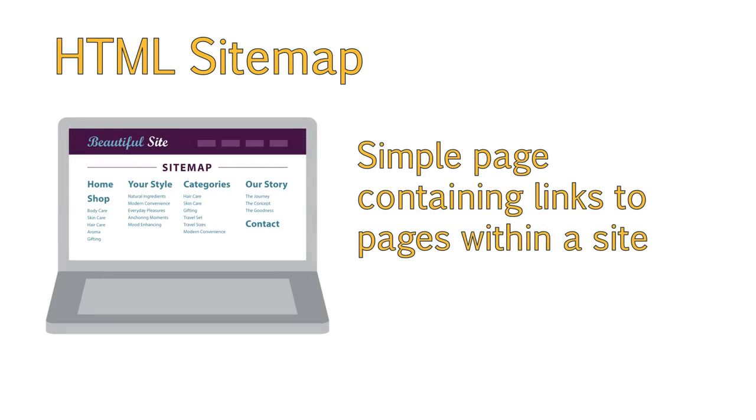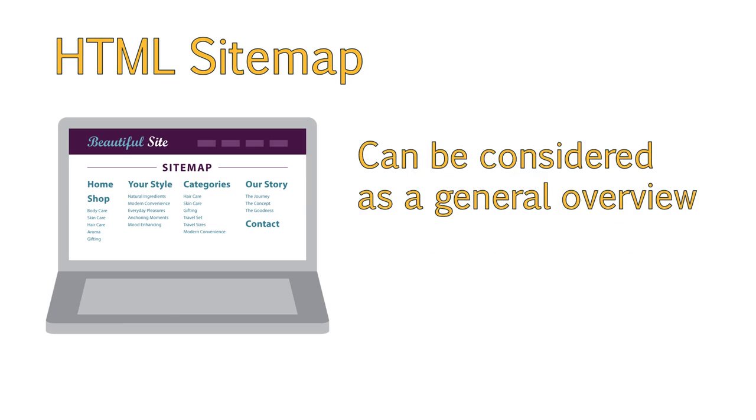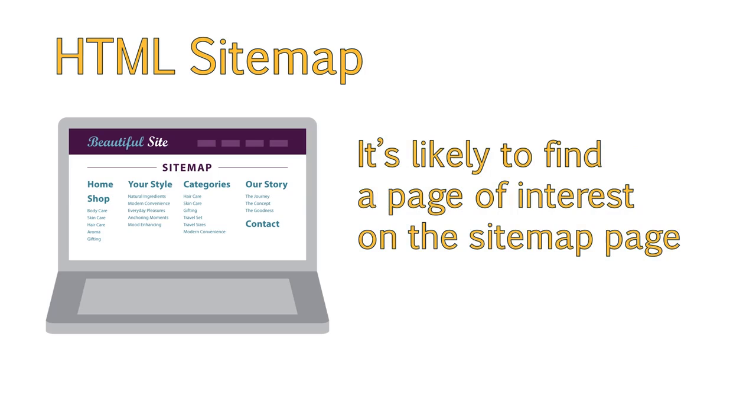An HTML sitemap is a simple page that contains links to important pages within a site that a user should concern themselves with and can be considered a general overview. For example, if you were looking for a particular page within a website and clicked onto their sitemap, you will likely be able to find the page you are looking for there.